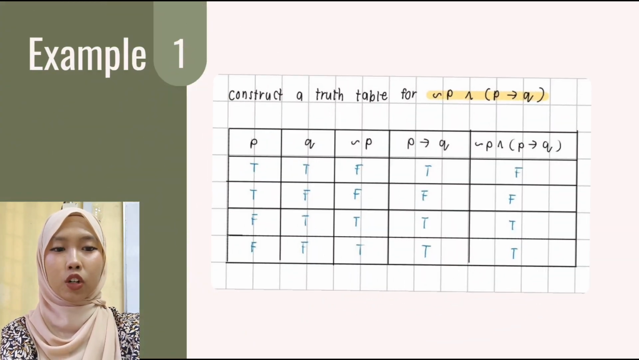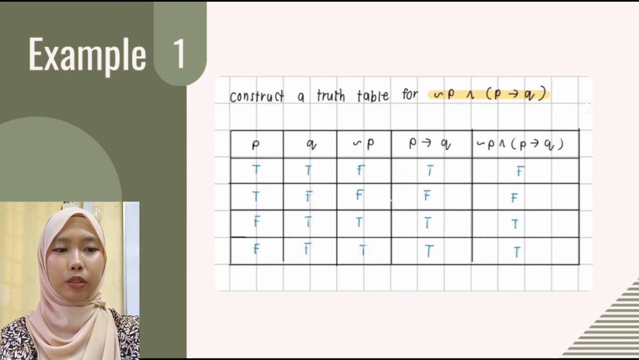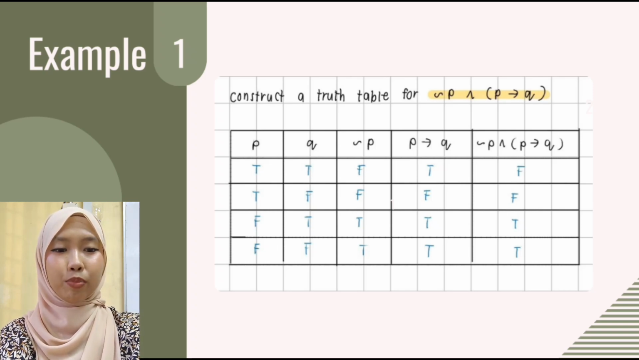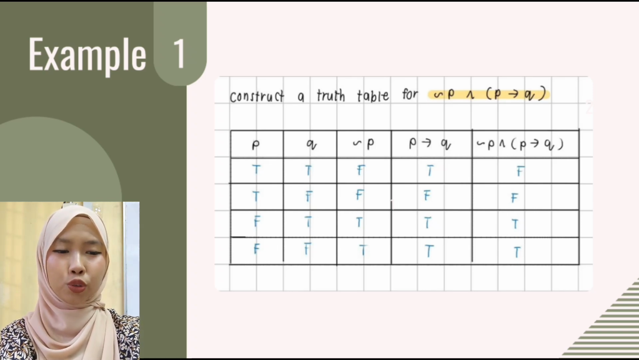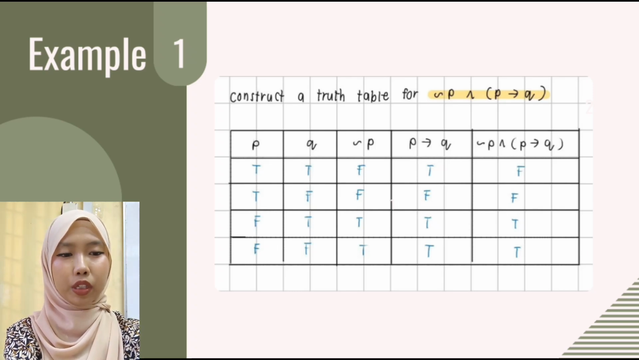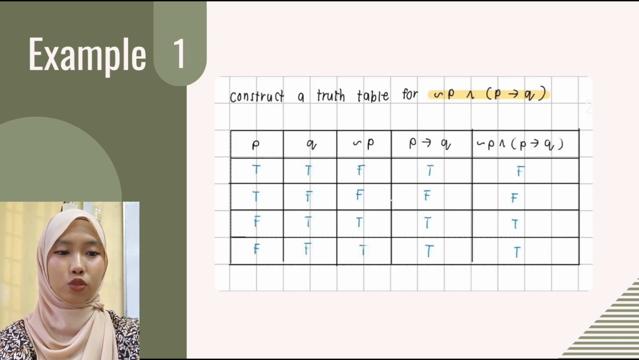For example 1, construct a truth table for negation P and P implies Q. For this question, you need to list down all the variables in the question. We have P, Q, negation P, P implies Q, and negation P and P implies Q. For P, it will be true, true, false, false. For Q, it will be true, false, true, false. For negation P, it will be the inverse of P: false, false, true, true. For P implies Q, it will be true, false, true, true. And for negation P and P implies Q, it will be false, false, true, true.